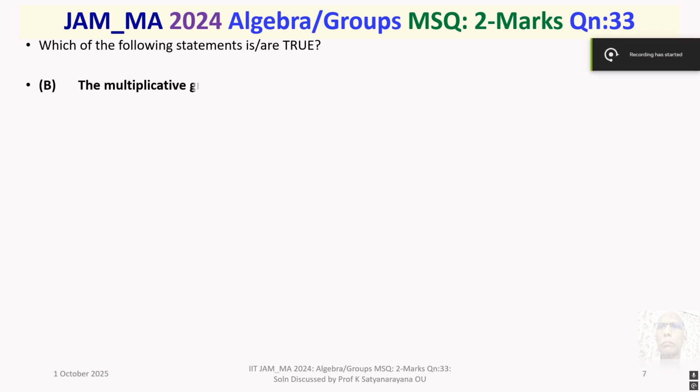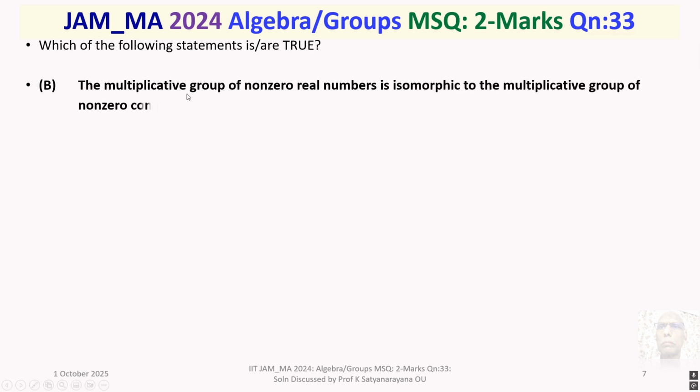Right, we take up option B, the multiplicative group of non-zero real numbers, that is R star under multiplication. The group is isomorphic to the multiplicative group of non-zero complex numbers, C star under multiplication.